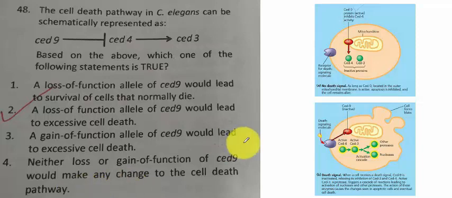So you just need to remember one thing: when the CED9 protein is present in the mitochondrial membrane, it inhibits the CED4 and CED3 protein activity. And what is the activity of CED4? CED4 together with CED3 activates the apoptosis process.